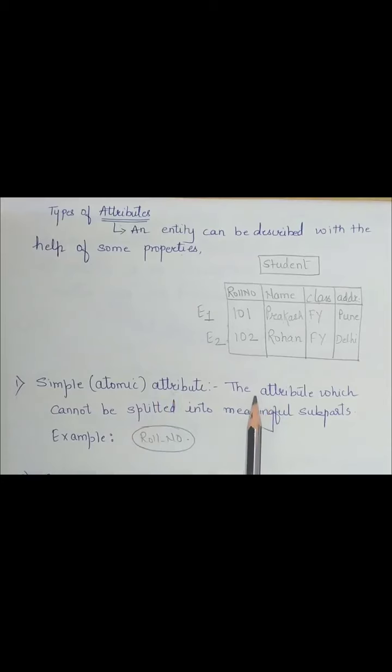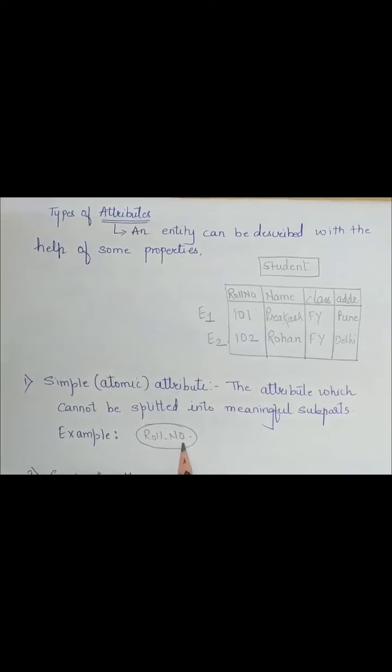Now what is a simple attribute? The attribute which cannot be split into meaningful subparts. Here the example I have taken of a simple attribute is roll number. Obviously roll number is an attribute which cannot be split into meaningful subparts. We cannot divide this particular attribute further. That's why we say this type of attribute is called an atomic attribute.